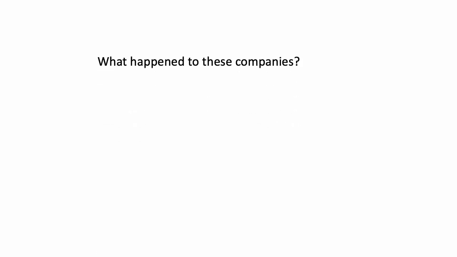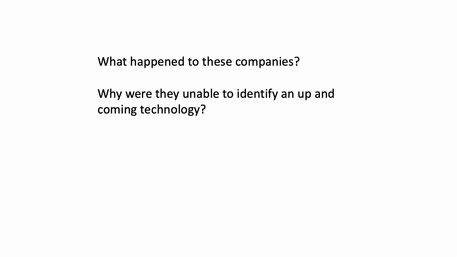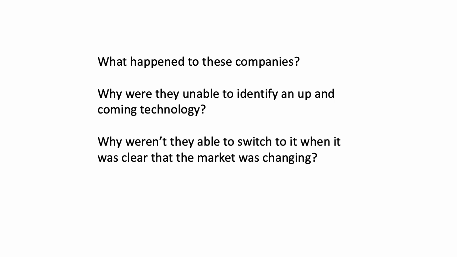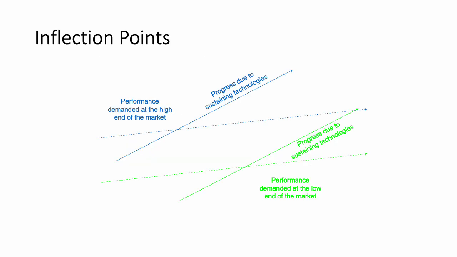All right, so what happened to these companies? Let's think about it. Why were they unable to identify up-and-coming technology? Why weren't they able to switch when it was clear that the market was changing? All right, now we got to go back to our inflection points. Remember, this is our rough picture, right? We've got our performance at the high end, performance at the low end. Here's our sustaining technology on the blue line, and here's our progress due to sustaining technologies on the disruption.